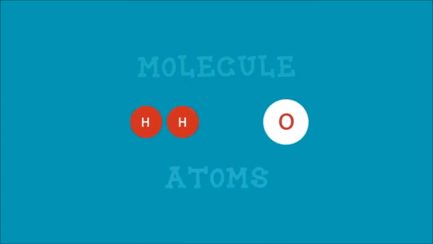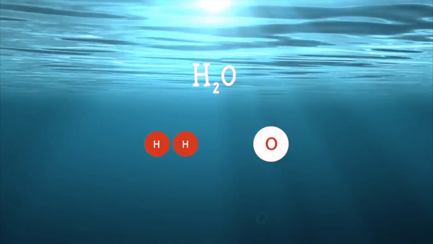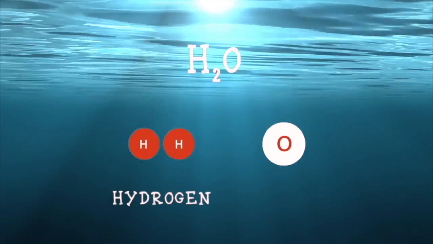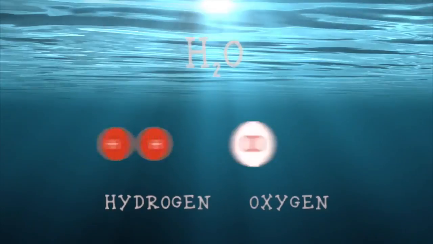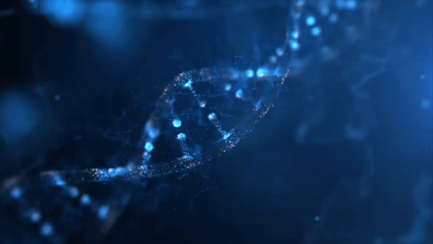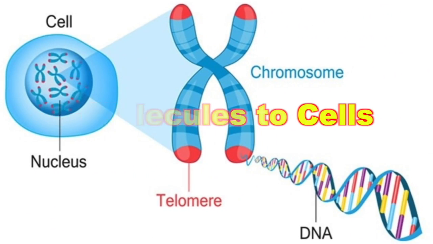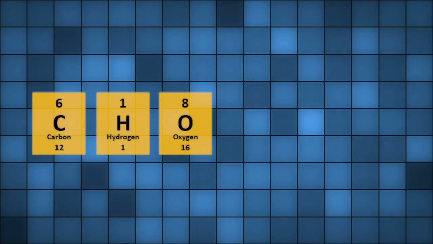Atoms also join to make molecules. Water is H2O. Water is a molecule made of 2 H atoms and 1 oxygen atom. Land is mostly made of these. How does all this link to life? 2. Molecules to cells. Life is mostly made of these atoms.